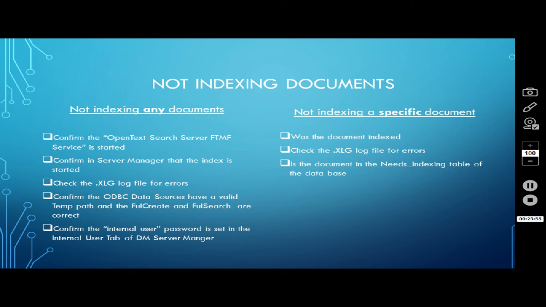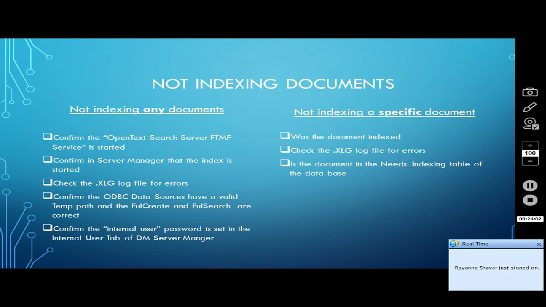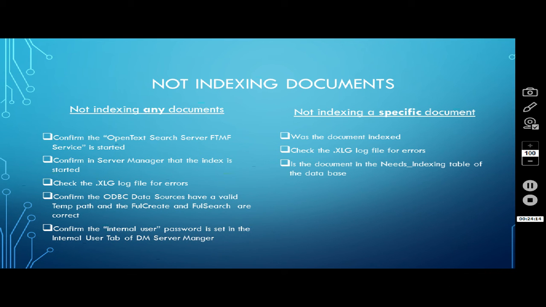If it's not indexing a specific document versus all documents, the best thing you can do is open the XLG log file in Notepad and do an edit find for that particular document. If it doesn't display at all, obviously it never got sent to be indexed. So then you're looking at document types and profile forms to make sure the document was actually set up to be indexed. If it was and it errored out, then you're digging in the knowledge base for the error to try and figure out what it means.